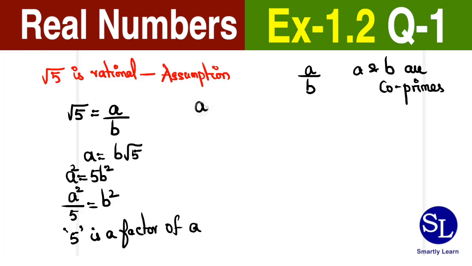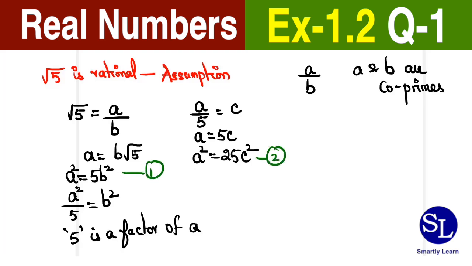I can write a by 5 as some constant c, which means a is equal to 5c, and a squared is equal to 25c squared. So here I already know a squared is 5b squared. I just found out a squared is also 25c squared. So from equations 1 and 2, I can say that 5b squared is equal to 25c squared, which means c squared is equal to 5b squared by 25.